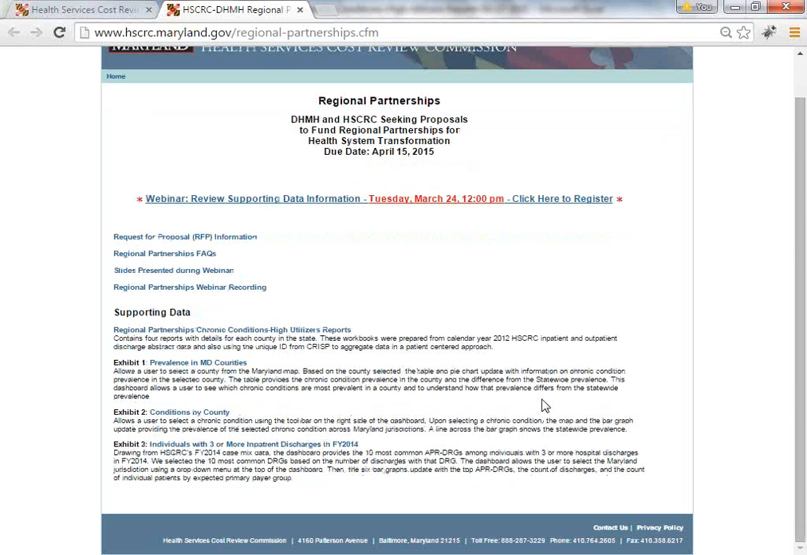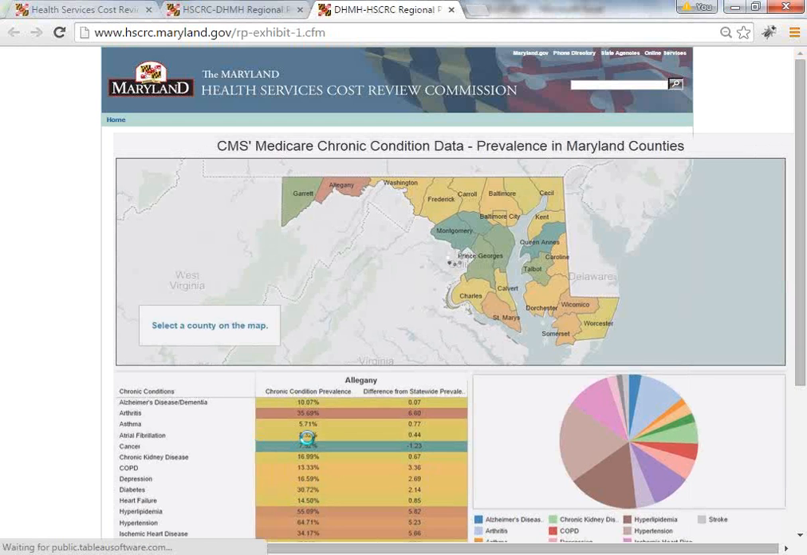Again, if you go back to our website, there are then 3 exhibits that are Tableau reports that are available on the web. These first 2 reports, the prevalence in Maryland counties and the conditions by county, are based upon data from the CMS Chronic Condition Data Warehouse. And I'll just click on one here.